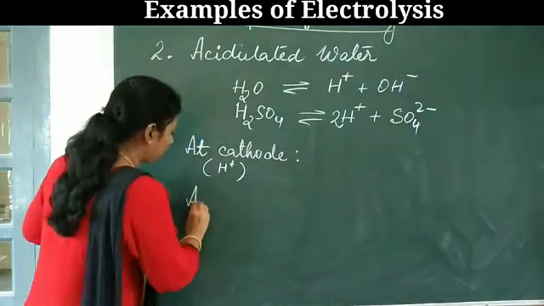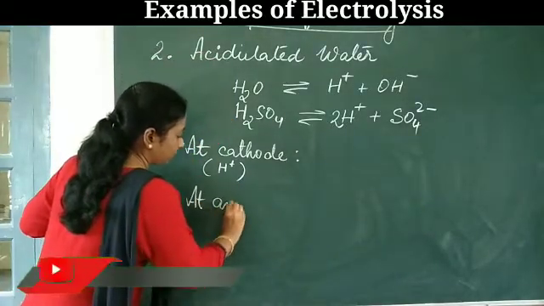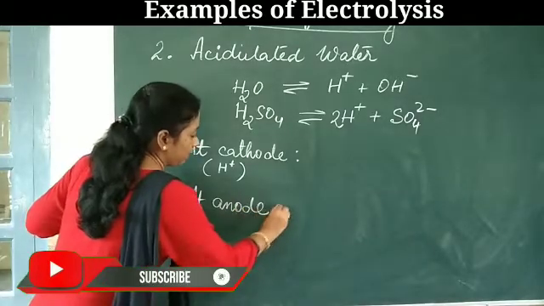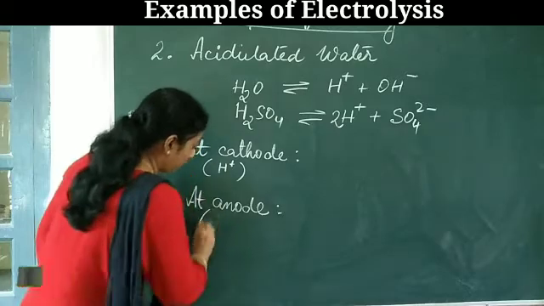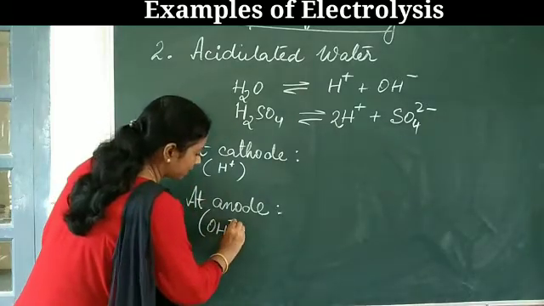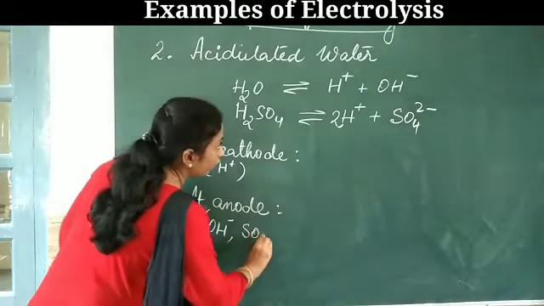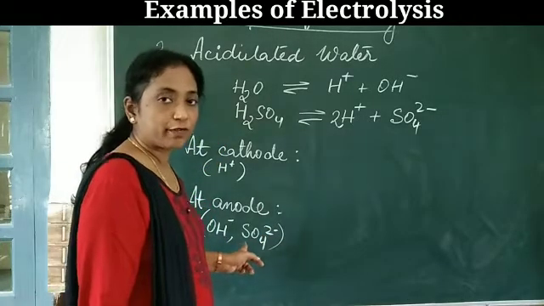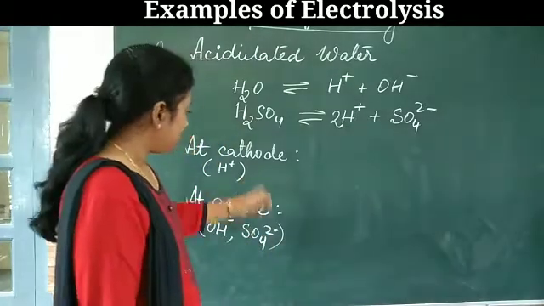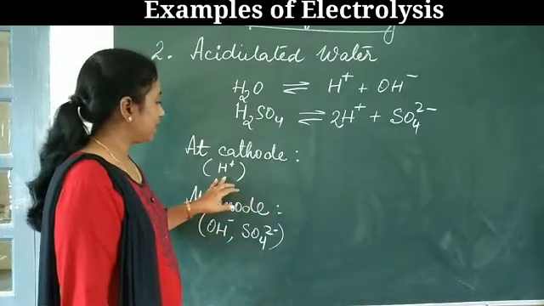At the anode, who will go? At the anode, there are two negative ions, OH minus and SO4 2 minus. Now, let us see how it's getting discharged.